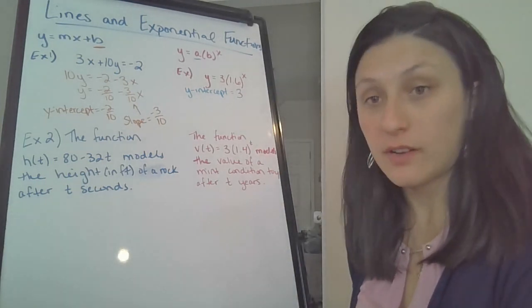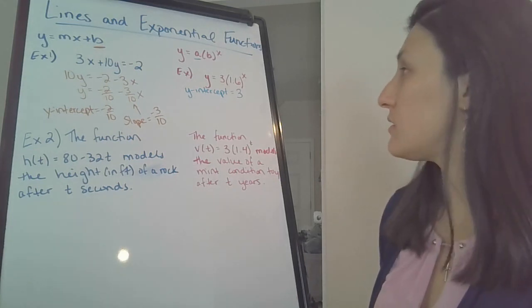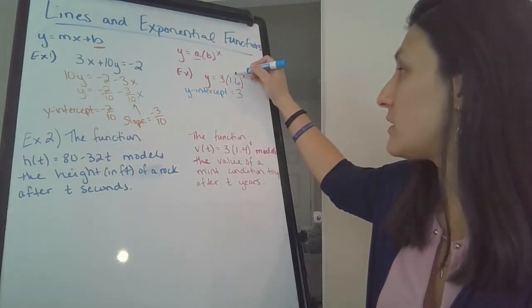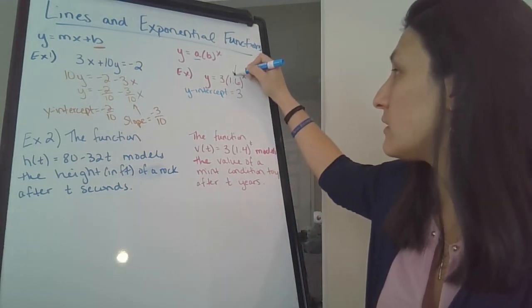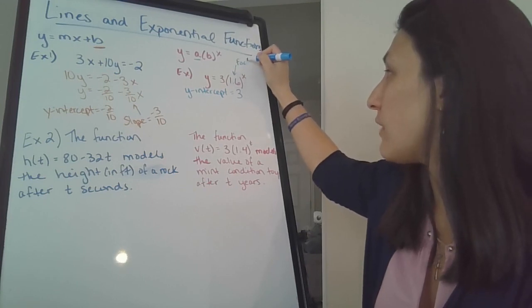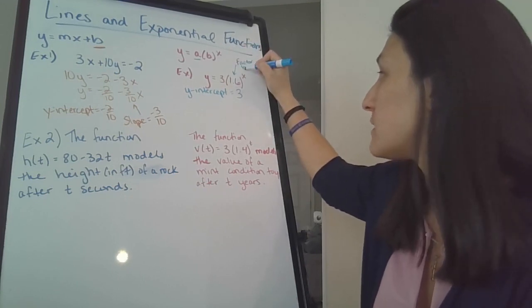And then if you want to know the rate of change, I like to do that by thinking about the factor here. This is called the factor, or the b value, the factor, or the base.